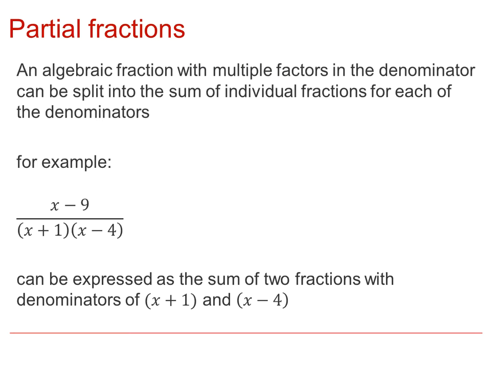An algebraic fraction with multiple factors in the denominator can be split into the sum of individual fractions for each of the denominators. For example, we'll look at (x minus 9) divided by (x plus 1)(x minus 4), which we show can be expressed as the sum of two fractions with denominators of x plus 1 and x minus 4.